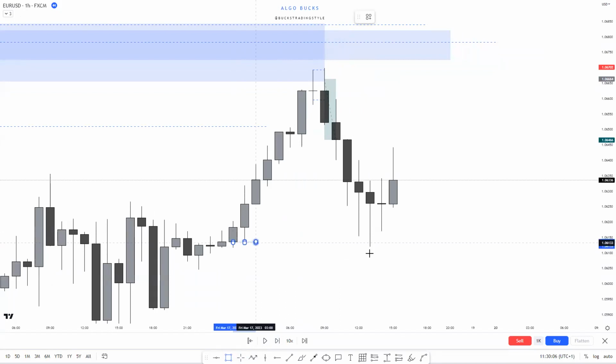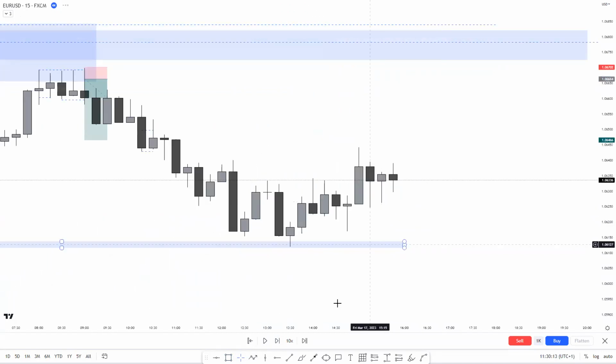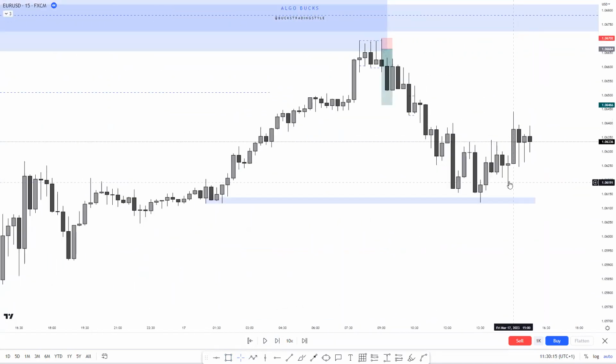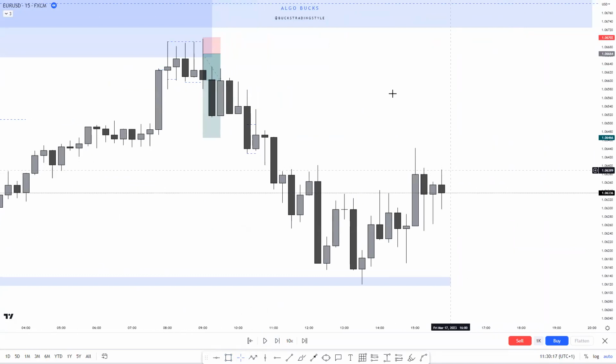Right here. This was where price reacted from. And when price reacted from that wick, this is H1, we switch to 15 minutes. Let's see if there's any reason to take any buy from there. On the 15-minute time frame, marking structure points.